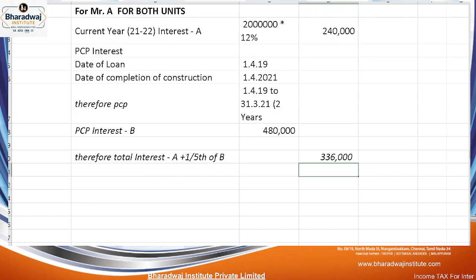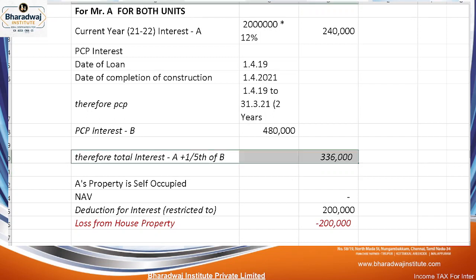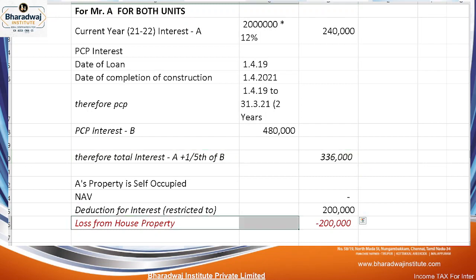We have seen for a self-occupied property, NAV will become 0 and the maximum deduction that can be claimed for interest is 2 lakhs. So, this becomes like a loss from house property for Mr. A, both the units, ground floor and first floor. Sir, there is municipal tax information. Please ignore for A because both ground floor and first floor are self-occupied. We know the benefit of 2 self-occupied properties is given for an assessee. Interest cannot be 3,36,000. Maximum 2 lakhs can be claimed. So, loss from house property is 2 lakhs. This is for Mr. A. You can pause and copy if required.